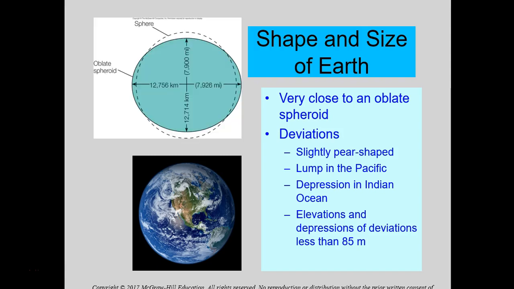The Earth itself is what we call an oblate spheroid. So it's basically like a basketball if you squished it down. It's basically a little bulgy towards the center and a little skinnier towards the top.